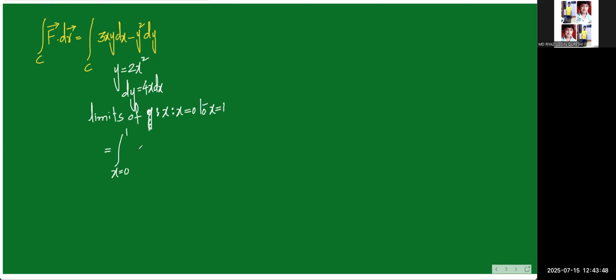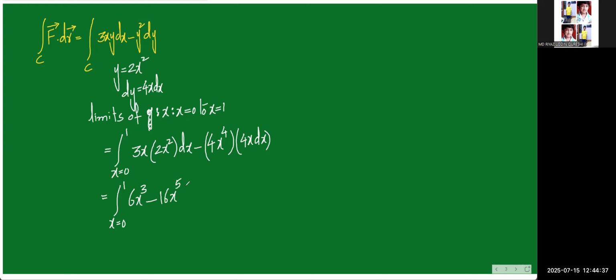So in our question, no more y is available now. 3x as it is. The y value is 2x squared into dx, minus y squared, which is 4x to the power of 4, into dy, and the dy value is 4x dx. This is equal to the integral with x varying from 0 to 1. Taking dx common and simplifying, we get (6x cubed minus 16x to the power of 5) dx.